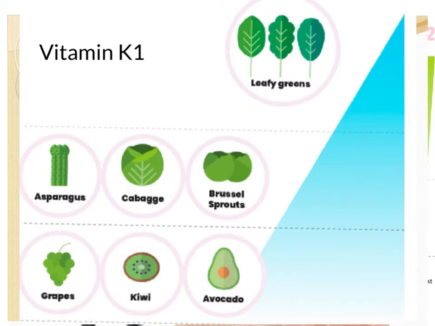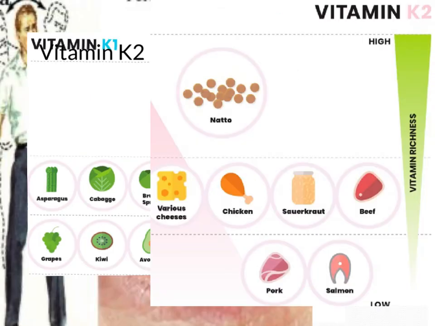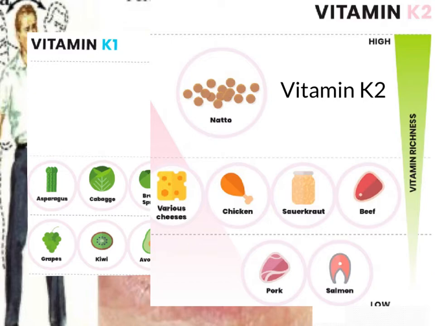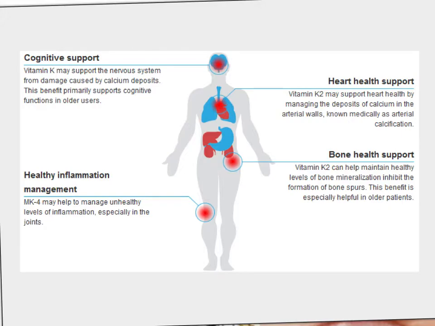Vitamin K1 is especially found in leafy greens, in Brussels sprouts, asparagus, cabbage, avocado, kiwi, and grapes. It's particularly found in the fats of these things because, again, the vitamin Ks are fat soluble. Vitamin K2 is found in higher concentrations in cheeses, chicken, beef, and any fermented foods like sauerkraut. Both of them are found a lot in nuts. Vitamin K is known to be good for the brain, the heart, the bones, and as an anti-inflammatory.